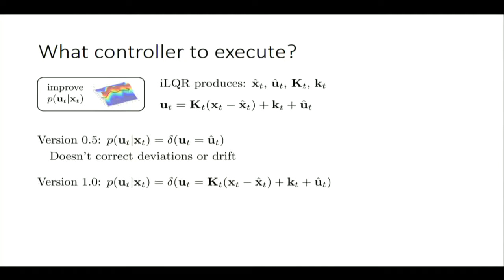So version 1.0, which is substantially better, is to actually just execute this linear feedback controller. So again, it's a delta function. It says with probability 1, take the action given by the feedback controller from LQR, and everything else is probability 0. That's a much better option because now you can correct for drift. But there is a little bit of a problem with this, which is kind of subtle. Does anybody have any idea what that problem might be? Any guesses?